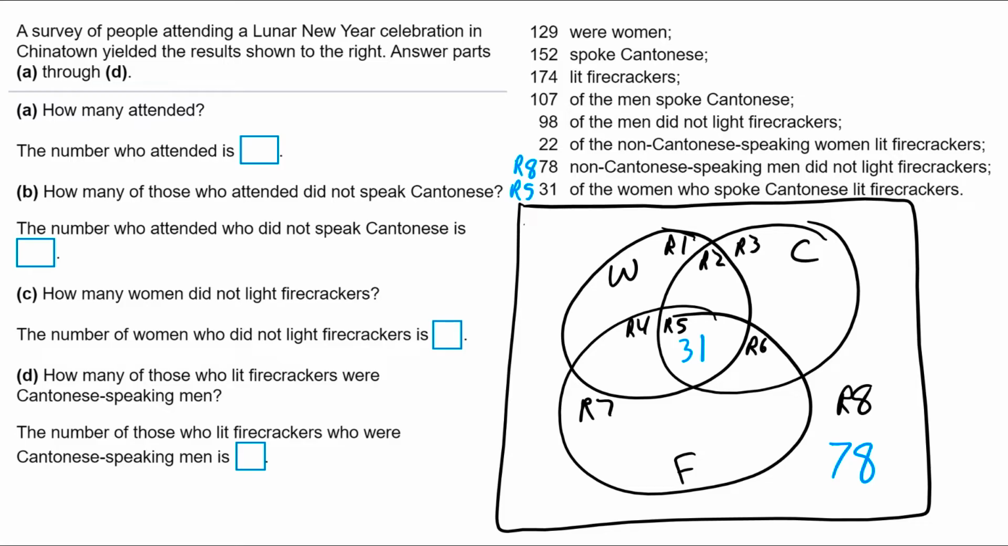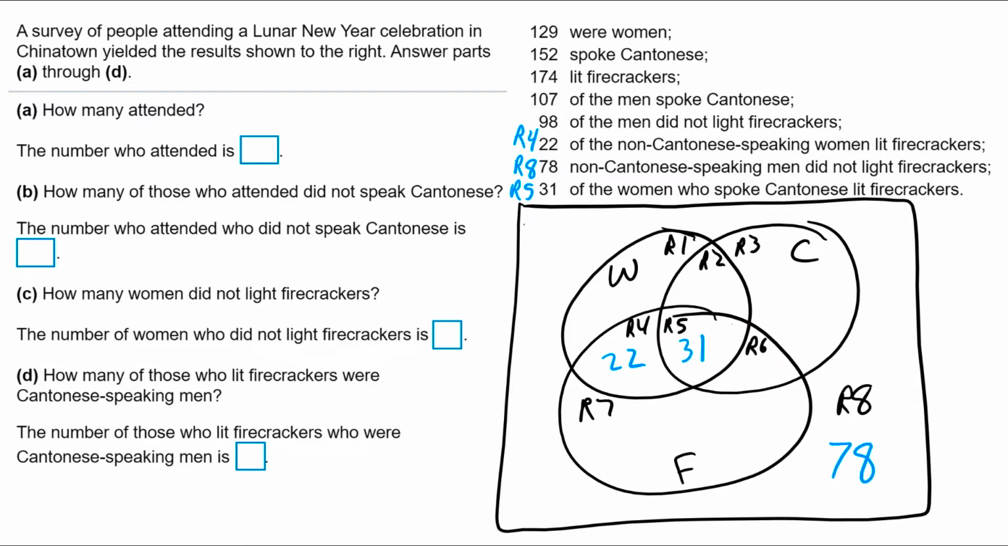All right, the next one: 22 of the non-Cantonese speaking women lit firecrackers. That actually tells us about a basic region as well, because they're non-Cantonese speaking, so they're not in the C circle, but they're women who lit firecrackers. So if we look at the region of women who lit firecrackers, but we know they didn't speak Cantonese, then what we're left with is just region 4. So region 4 is 22.